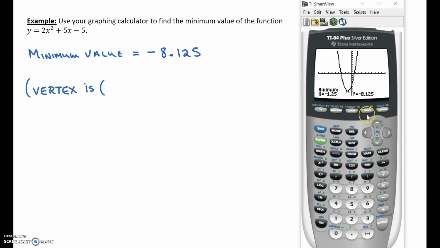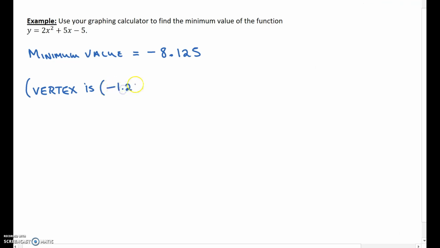And the vertex, although we weren't asked for it, we also get from the same process. The vertex is when you include the x coordinate. So negative 1.25, negative 8.125. Okay, and it's as easy as that.